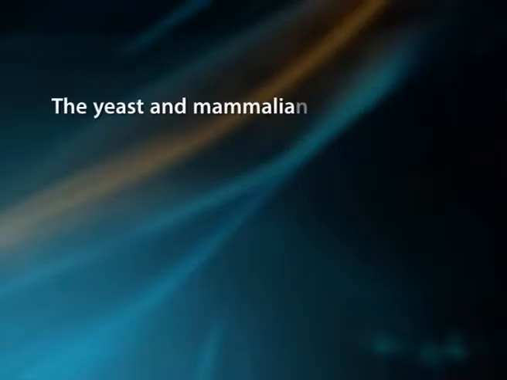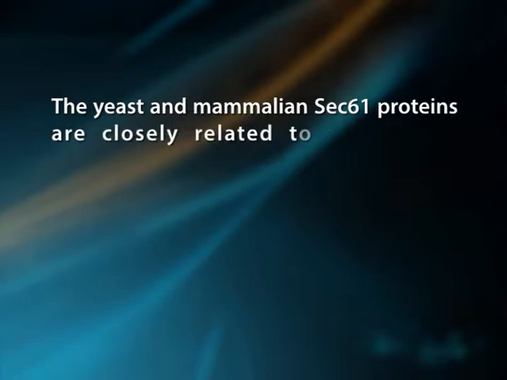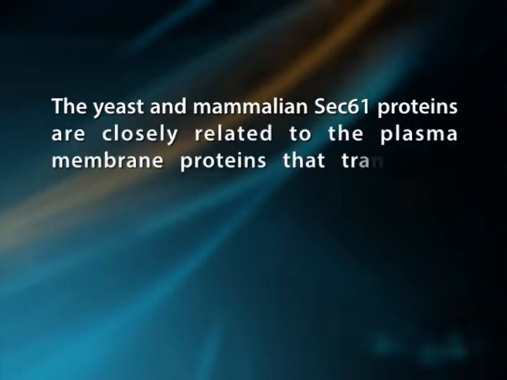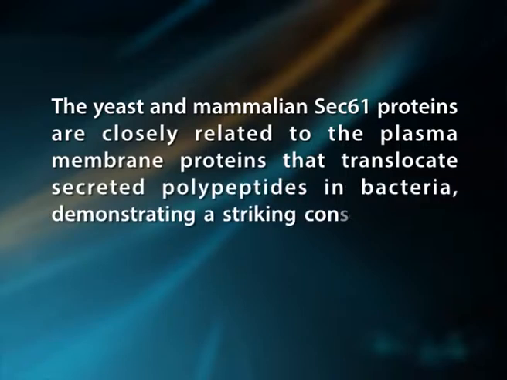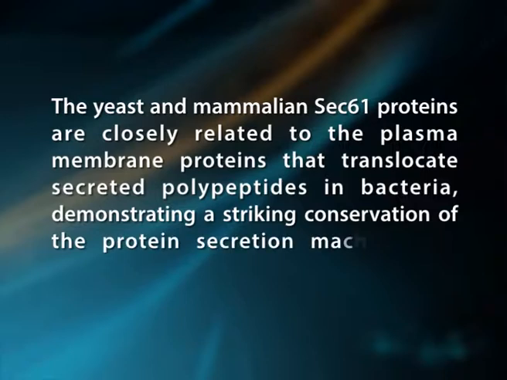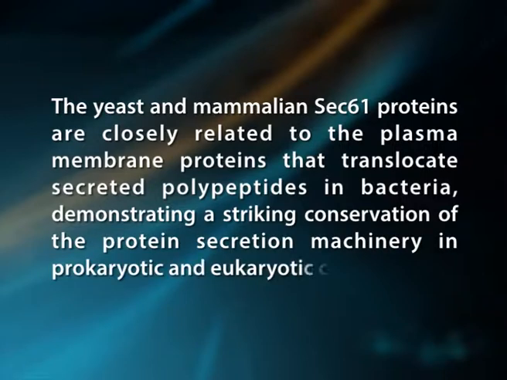The yeast and mammalian Sec61 proteins are closely related to the plasma membrane proteins that translocate secreted polypeptides in bacteria, demonstrating a striking conservation of the protein secretion machinery in prokaryotic and eukaryotic cells. Transfer of the ribosome from the SRP to the Sec61 complex allows translation to resume, and the growing polypeptide chain is transferred directly into the Sec61 channel and across the endoplasmic reticulum membrane as translation proceeds.